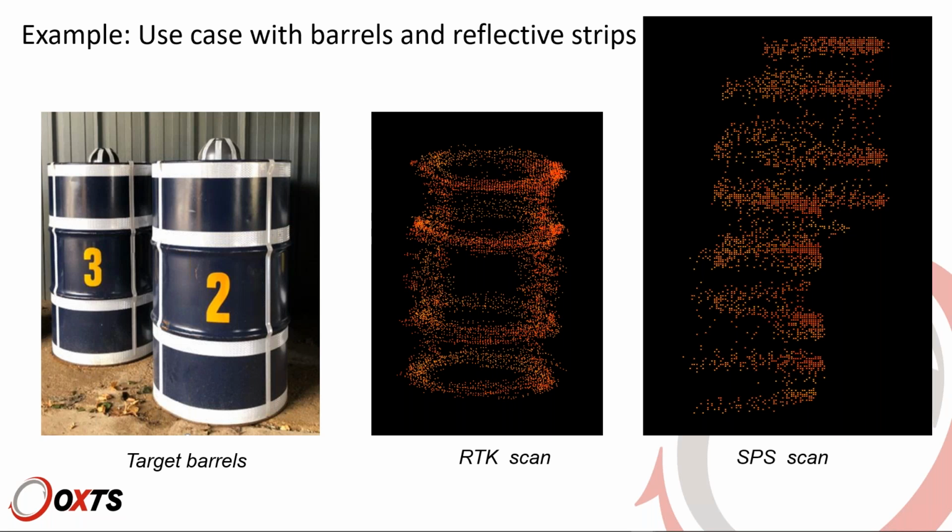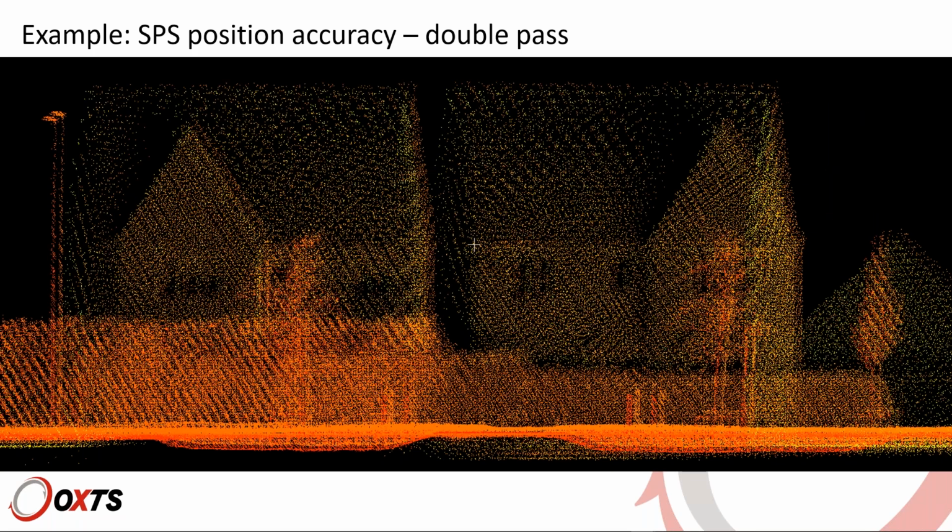Other examples. These are a couple of scans, a couple of passes of the same buildings done in 2 opposite directions.